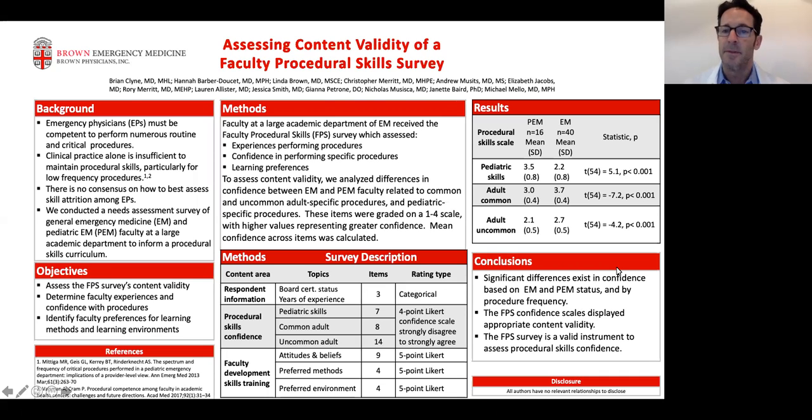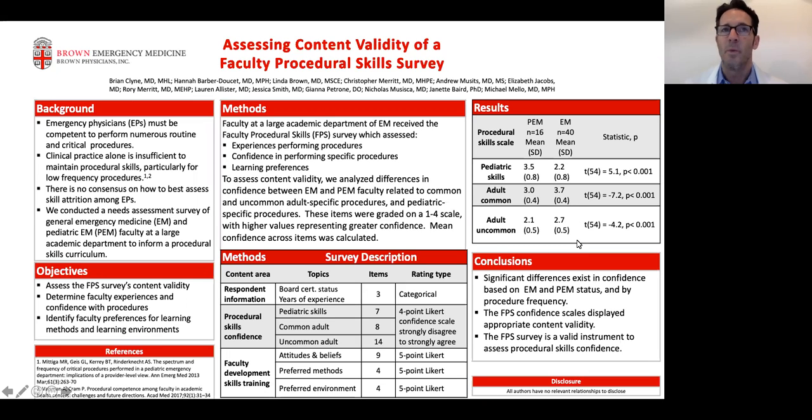And so the way that we did that is we looked at confidence levels among pediatric EM trained faculty versus EM trained faculty for the different groupings. So for example, you would expect that pediatric EM faculty would have a higher degree of confidence than their adult EM counterparts when it came to pediatric EM skills. And that's what we found, and it was statistically significant. Along those same lines, you would expect that for uncommon adult skills our pediatric EM colleagues would have a lower confidence than our adult EM faculty. And that is in fact what we found, and it was a significant value. And then similarly for common adult procedural skills, the pediatric EM faculty had a lower reported confidence than adult EM.